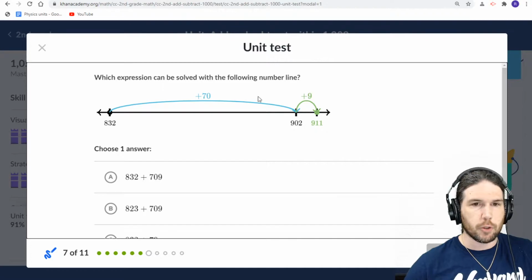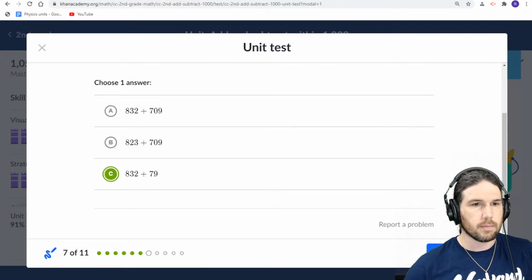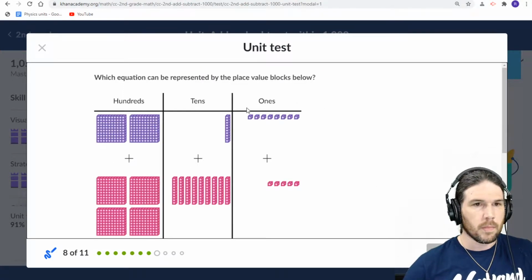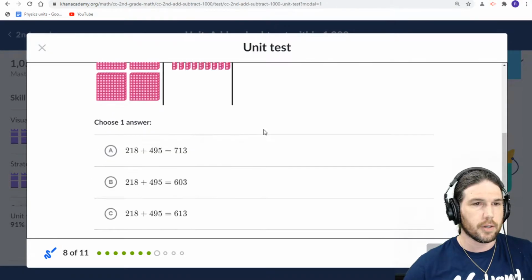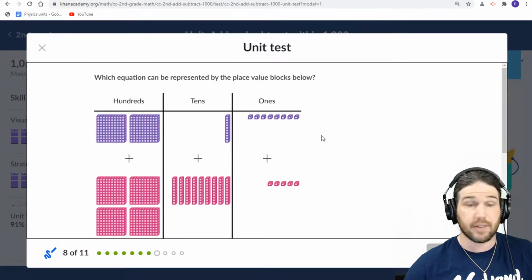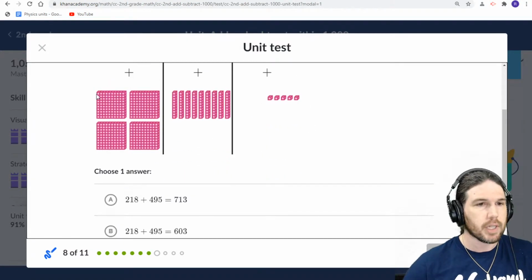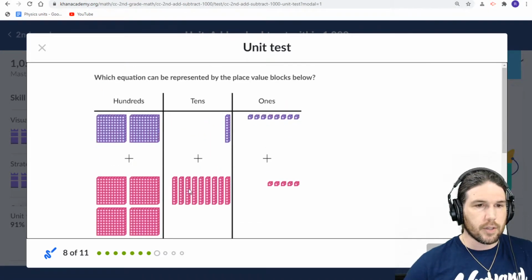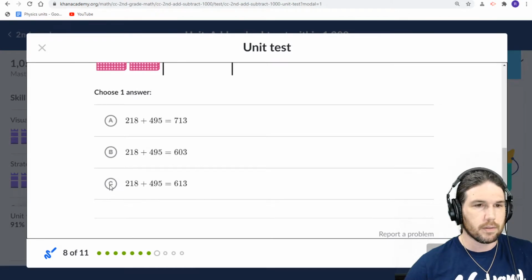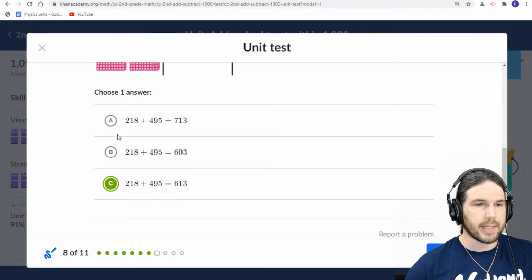That's 832 plus 79. That's 200 and 1, 2, 3, 4, 5, 6, 7, 217. No, 218. 1, 2, 3, 4, 5, 6, 7, 8. I'm a math teacher. I can count. 400, 10, 20, 30, 40, 50, 60, 70, 80, 95. So they're all 218, 495.